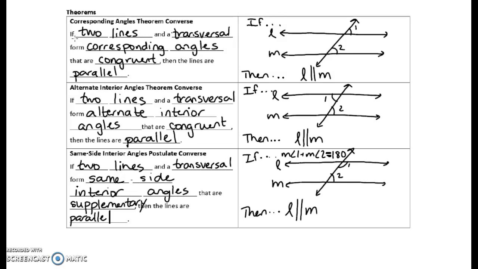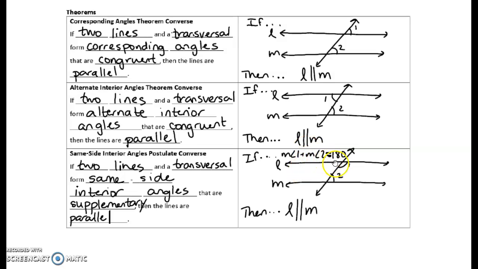So now instead of saying if the lines are parallel, then corresponding angles are congruent, now we're saying if two lines and a transversal form corresponding angles that are congruent, then the lines are parallel. So it's been flipped around. So if you have corresponding angles, alternate interior angles that are congruent, then you know that your lines are parallel.